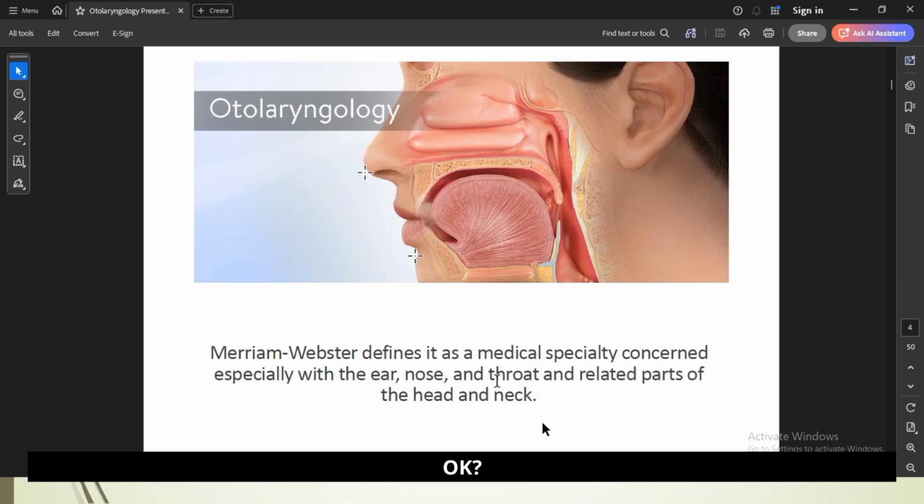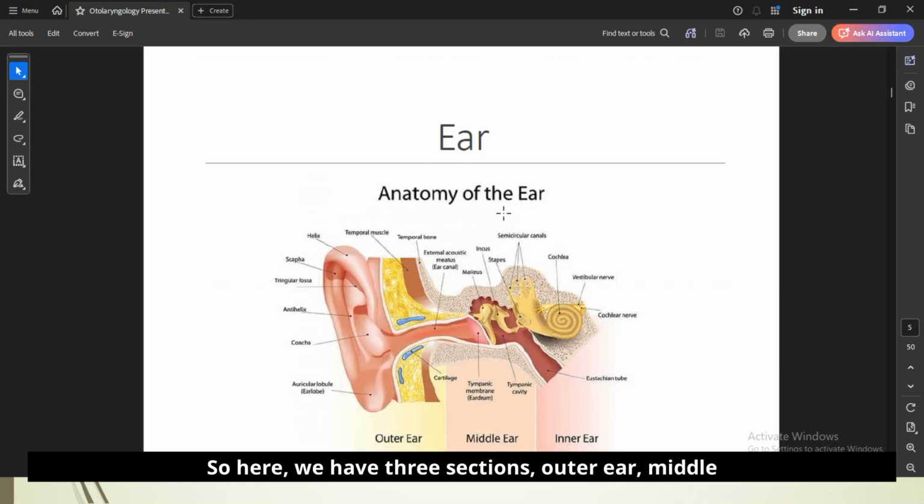Next, first we will learn about the ear. This is the anatomy of the ear. In the live session also we will learn everything the same way. Here we have three sections: outer ear, middle ear and inner ear. In live coding, these are the common things you need to remember: the temporal bone, the concha, and the earlobe, also called the auricular lobule. These are all important.